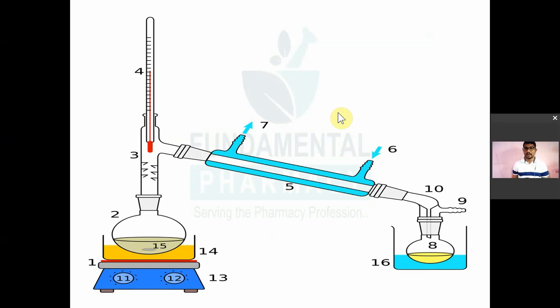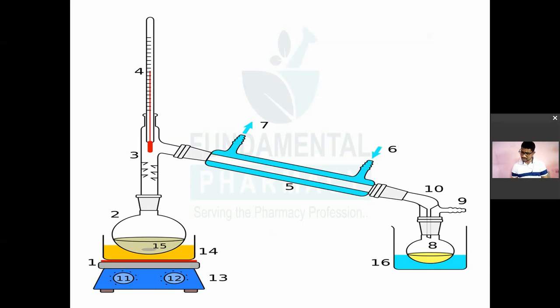It is nothing but a separation technique, like other separation techniques. In drying you are separating water, and in evaporation also you are separating water. Like that, distillation is also a separation technique. But it is not a complete separation technique, it is a partial separation technique.